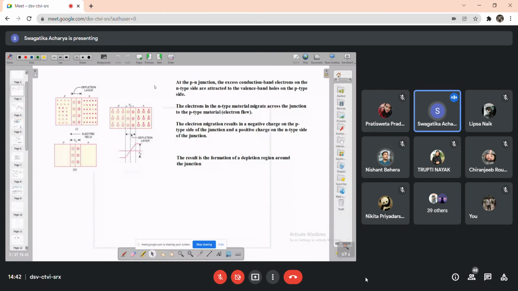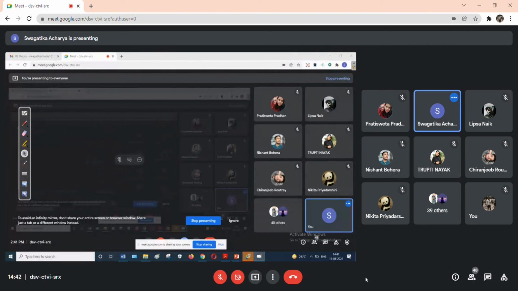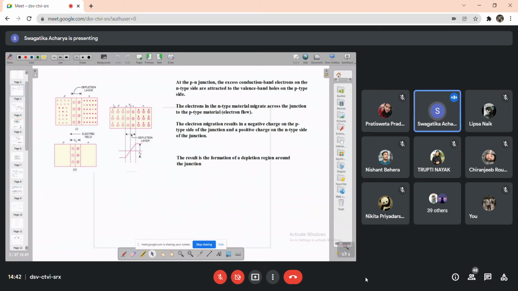So why is the name depletion layer? Who will answer? Because it carries free electrons. Is that so? Does the depletion layer carry free electrons? No. Because the mobile charge carriers are depleted from this region. Very good. What's your name? Nikita Priyadarshini, ma'am. That answer is correct. This name is depletion layer because the mobile charge carriers have been depleted from that region.